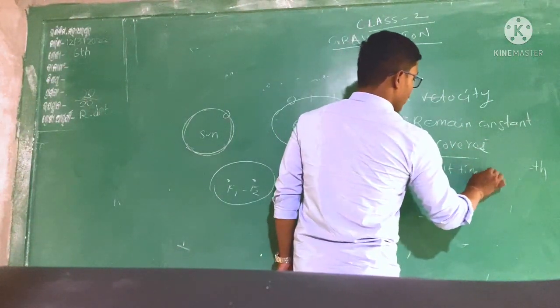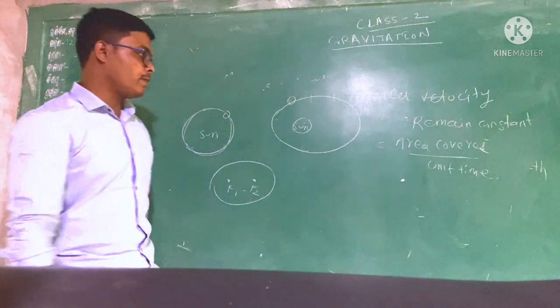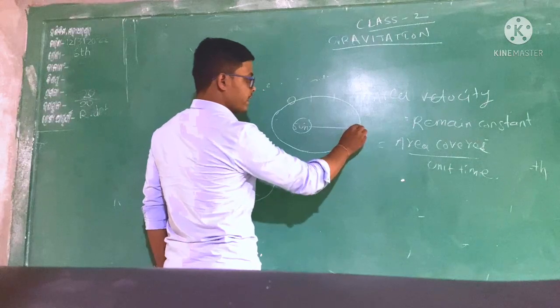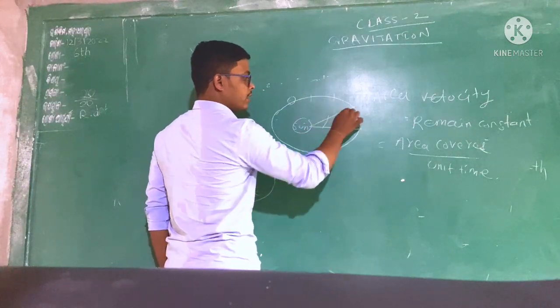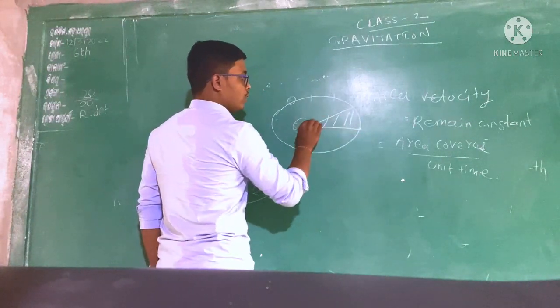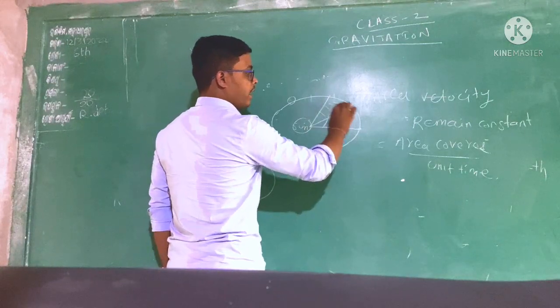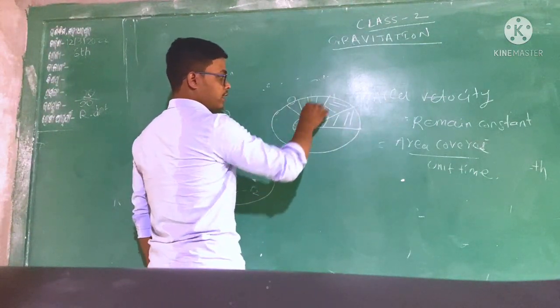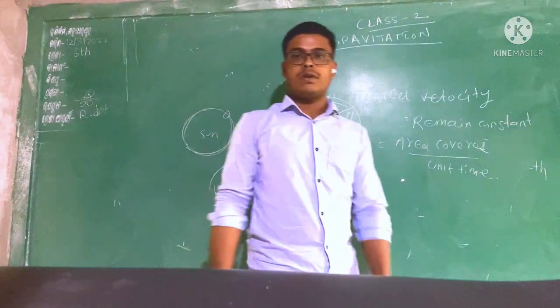So this is the aerial velocity. That means if you say that in 1 second it covers this area, in 2 seconds it will also cover the same area. In 4 seconds it will cover around 4 times, so the aerial velocity will be constant.